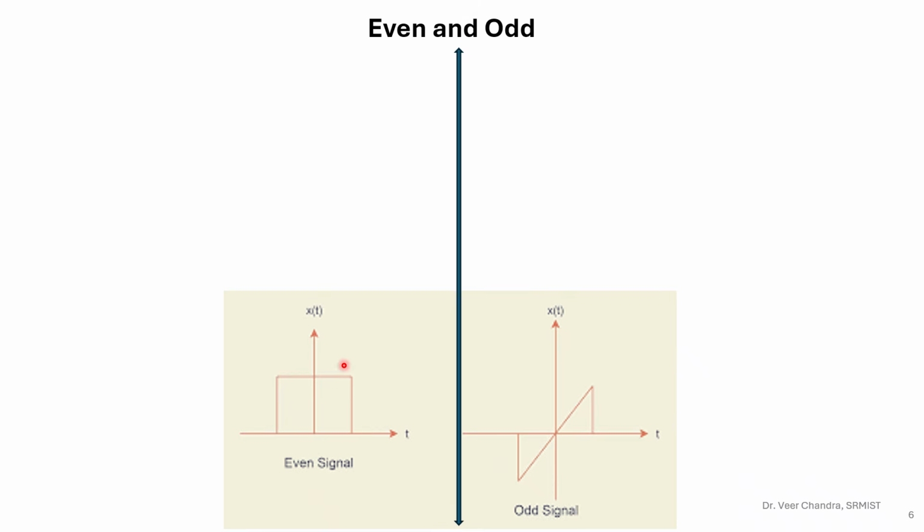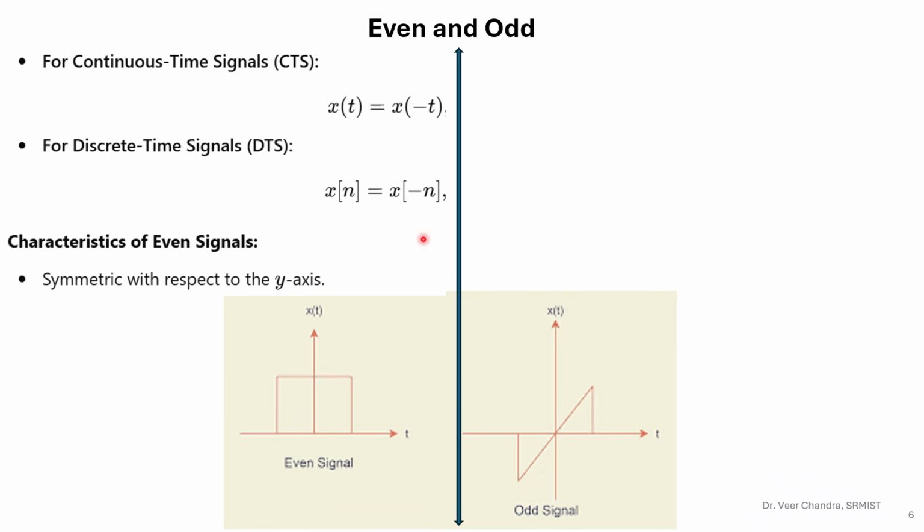Whenever you take the mirror image of your signal, and if it is the same, that is called the even signal. It should be symmetric along the y-axis on both sides. Here you can see this is the odd function. This is symmetric along the origin, not along the y-axis. So this is called the odd signal. Mathematically, x of t must be equal to x of minus t. So this is the mirror image.